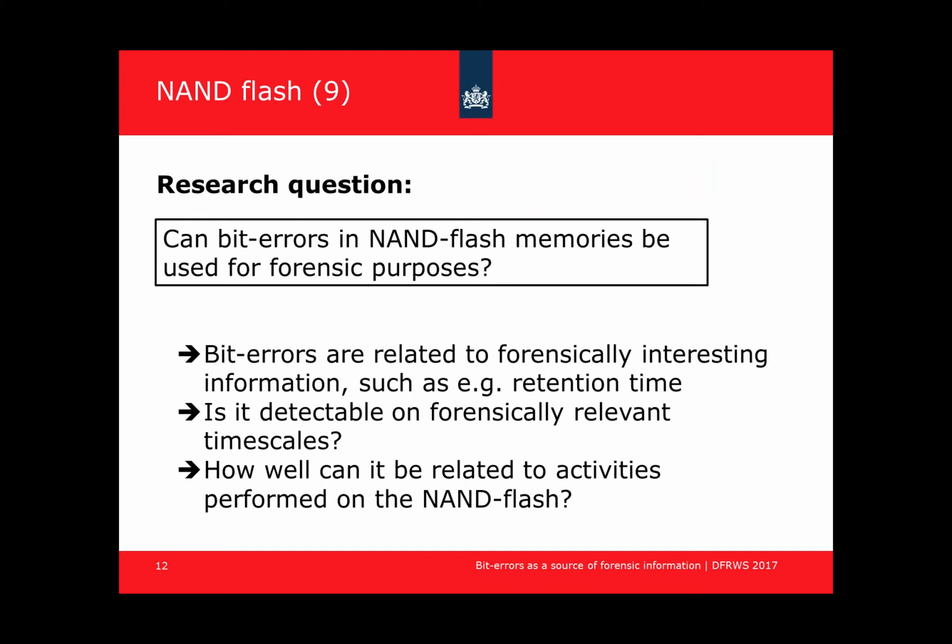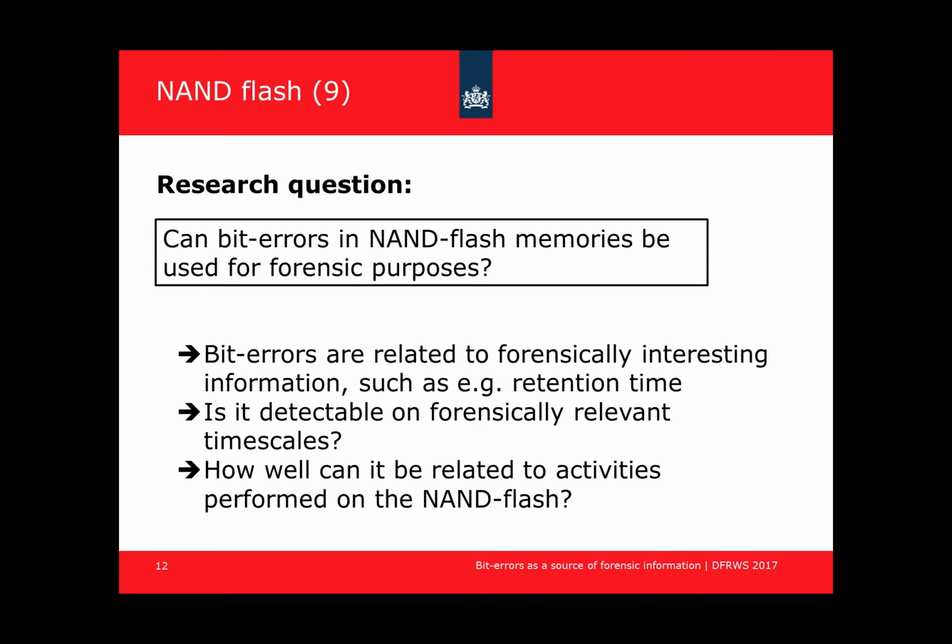So back to our research question. If you have access to these bit errors, can they be used for forensic purposes? The first thing which is important to notice is that these error sources are related to potentially forensically interesting processes, such as retention time. So it's the time that some information has been present on a certain location within the memory. And besides that, also the number of times it has been read. So this is potentially forensically interesting.